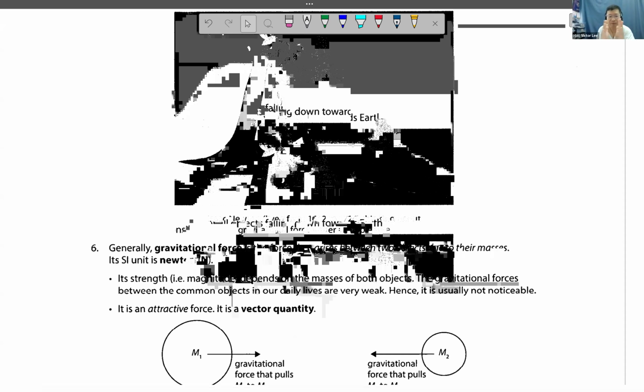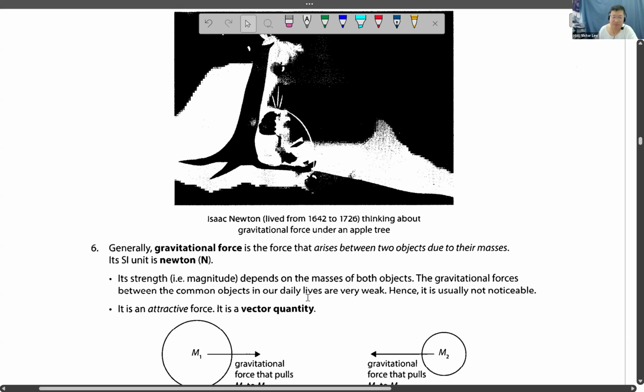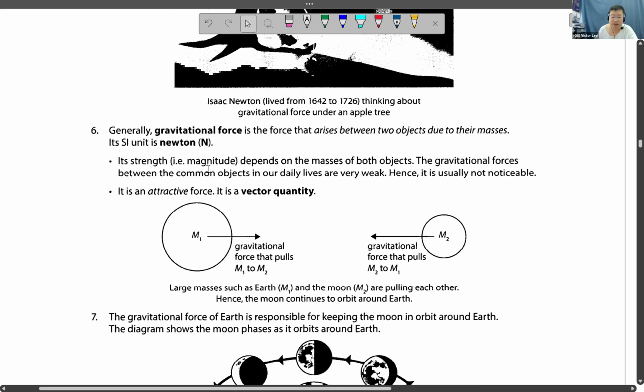But do you know that if I have two objects side by side, they have gravitational force between them? They attract each other, but it's negligible. You cannot feel it. All right. So down here, the strength depends on the mass. How great is the mass? It's an attractive force. It's never a repulsive force.